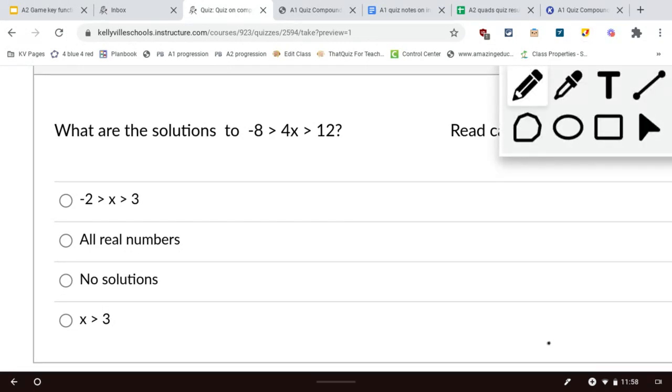So the key here is to look at the negative 8 and the 12. If I just kind of ignore this 4x for a second, that's going to say negative 8. Ooh, that's bad. Negative 8 is greater than 12. I'll repeat that. Negative 8 is greater than 12. That's what this says.